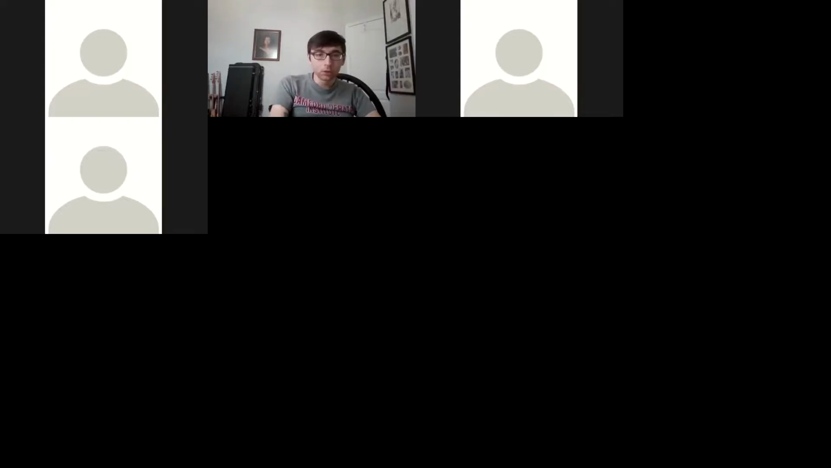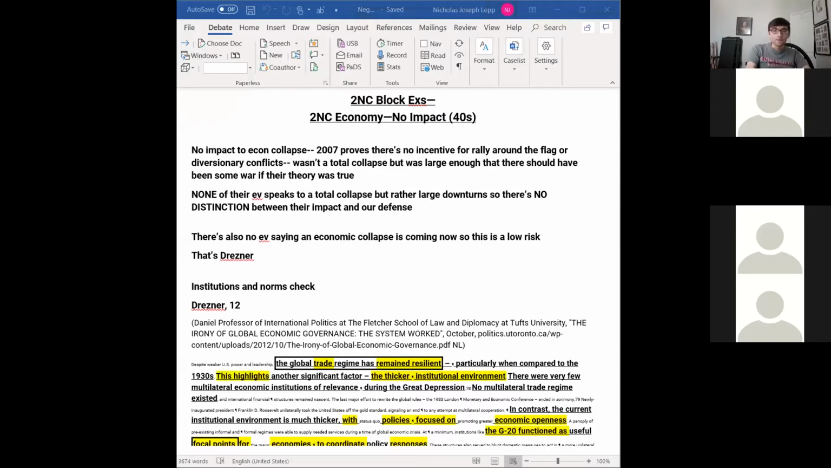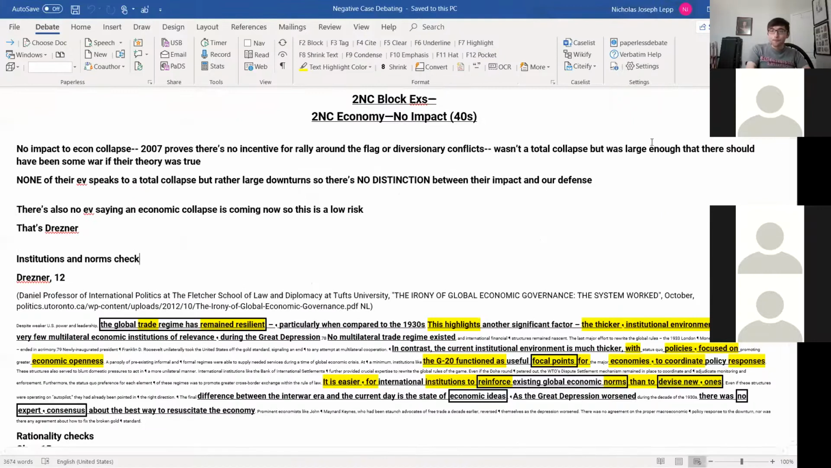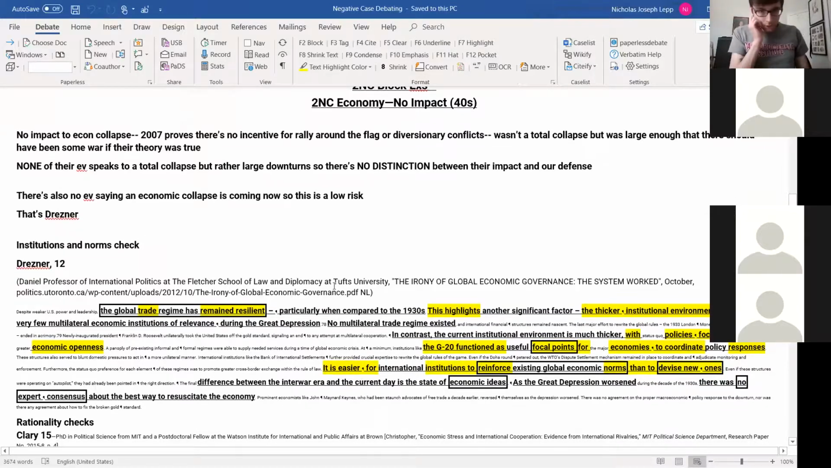Share screen. Okay, here are a couple examples. These are blocks that I actually read when I was debating.